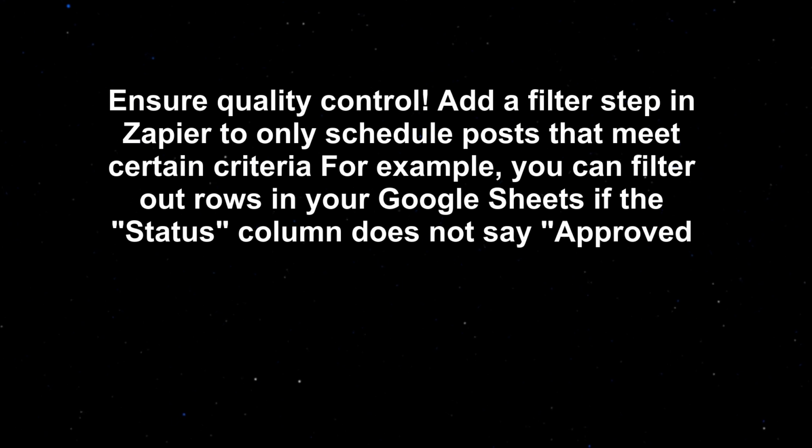Ensure quality control. Add a filter step in Zapier to only schedule posts that meet certain criteria. For example, you can filter out rows in your Google Sheets if the status column does not say approved.